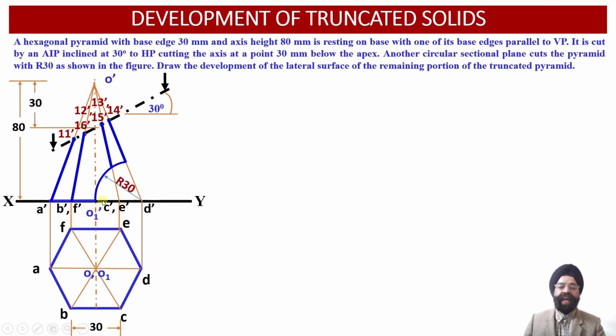So now we observe that there are 2 points of intersection which will be available on the base of this hexagonal pyramid. These 2 points of intersection will be lying on the base, on the XY reference line. These points happen to be 17 dash and 18 dash. So 17 dash will be lying on the base edge BC, whereas 18 will be lying on the base edge EF. So this way we have been able to locate these points even in the top view projection.